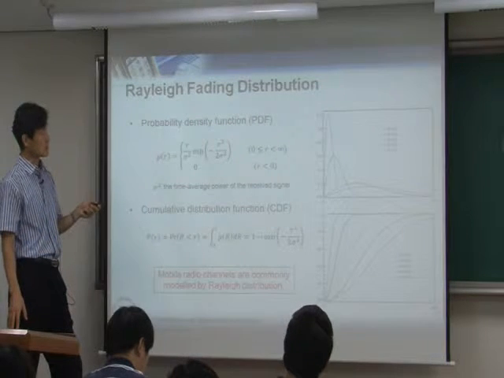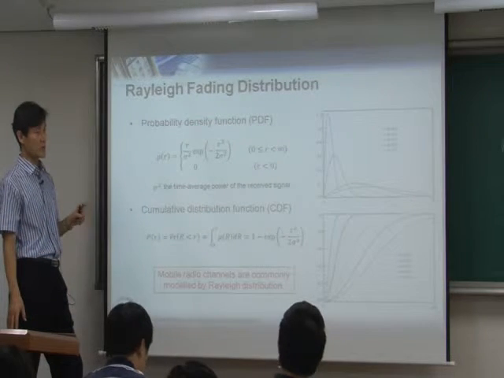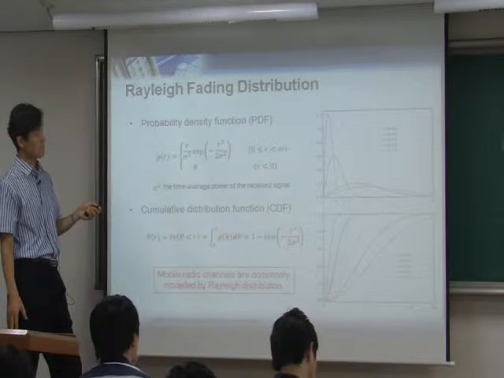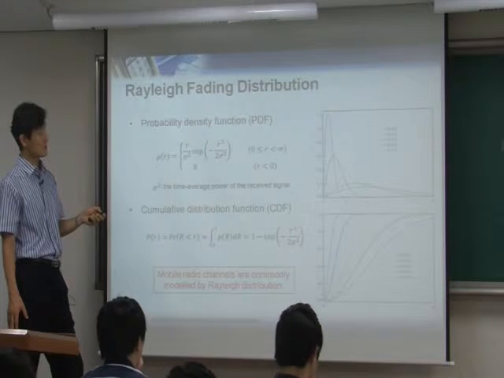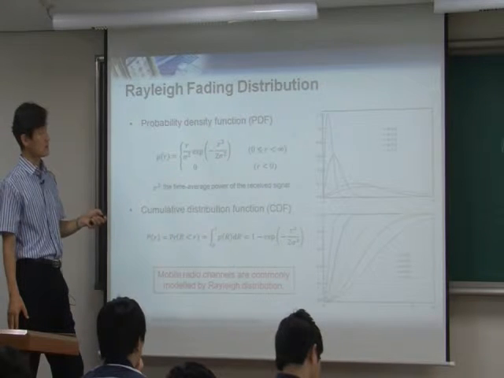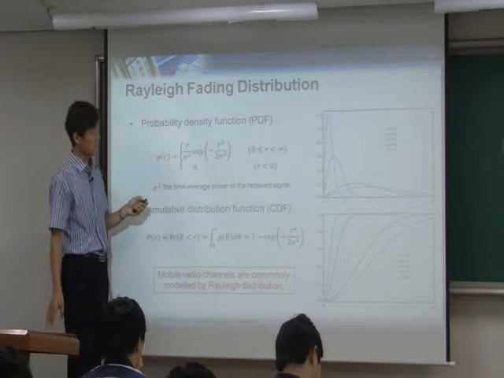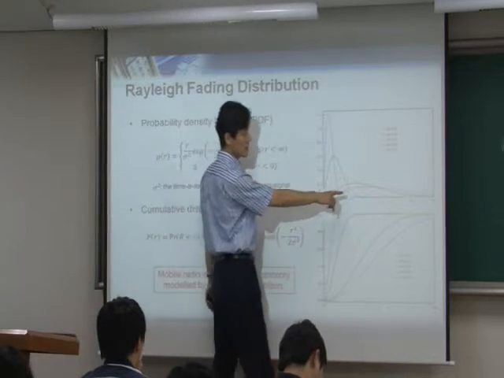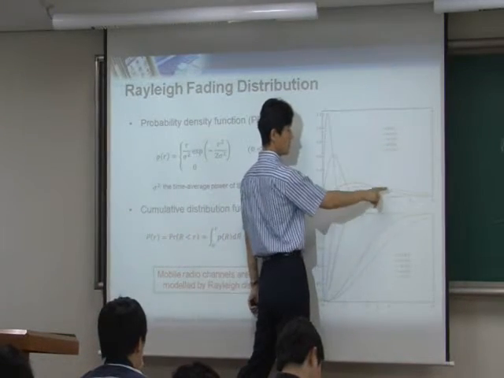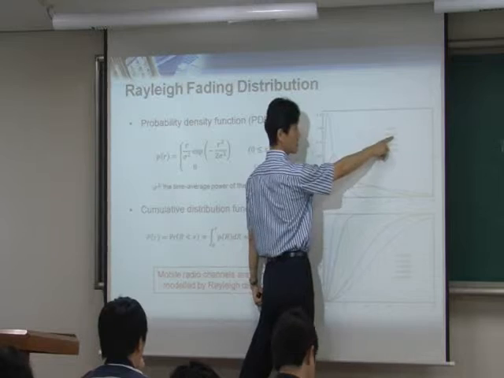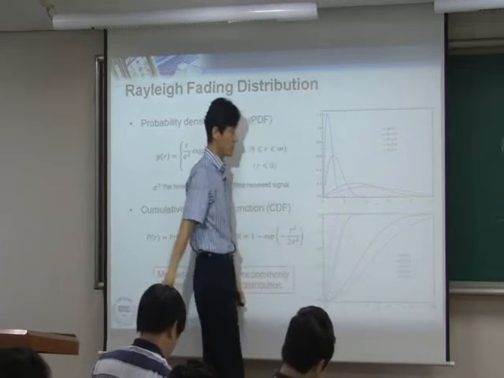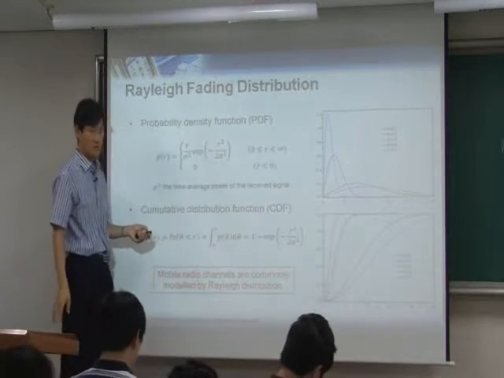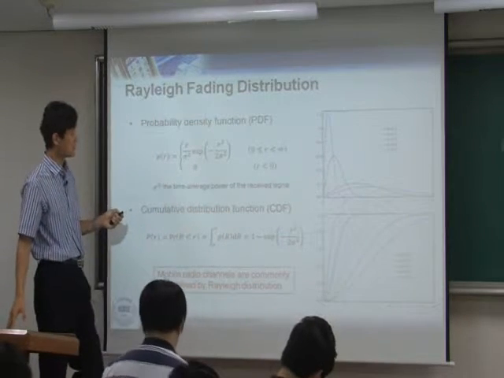Rayleigh distribution is characterized by only one parameter, sigma here. Once you know the sigma, you can exactly characterize this PDF. So depending on the sigma, you can draw the PDF. Okay, sigma equal to 1, sigma equal to 2, you have a different picture, different PDF. But this one is what the PDF looks like for Rayleigh.